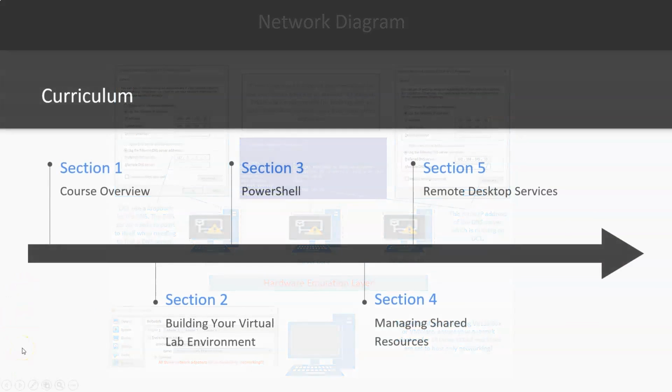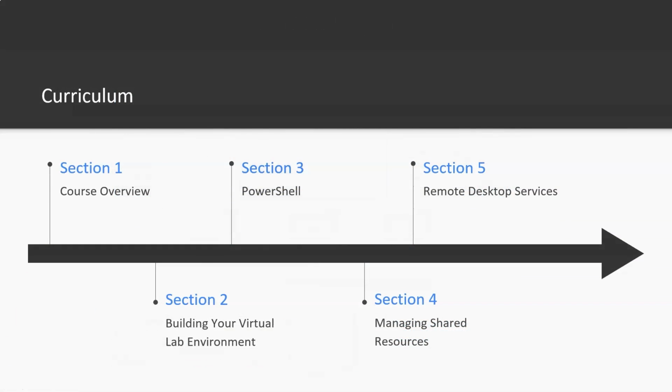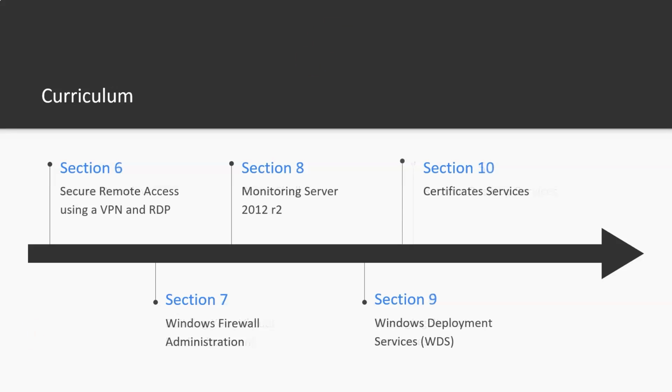This course is broken down into sections. You're currently viewing Section 1, which is the course overview. For Section 2, you're going to be building your virtual lab environment. For Section 3, you'll be looking at PowerShell. Section 4, we get into managing shared resources. Section 5, we look at remote desktop services. For Section 6, we're going to look at secure remote access using a VPN and RDP. For Section 7, we're going to look at Windows Firewall administration. And for Section 8, we're going to be looking at monitoring Server 2012 R2.